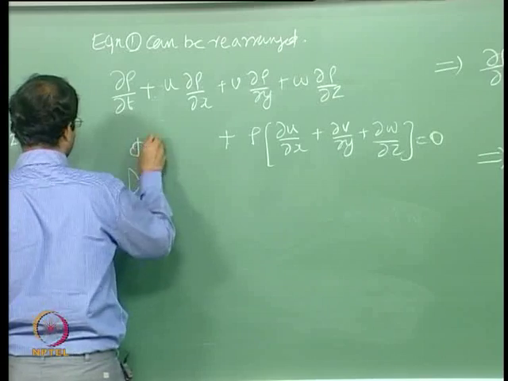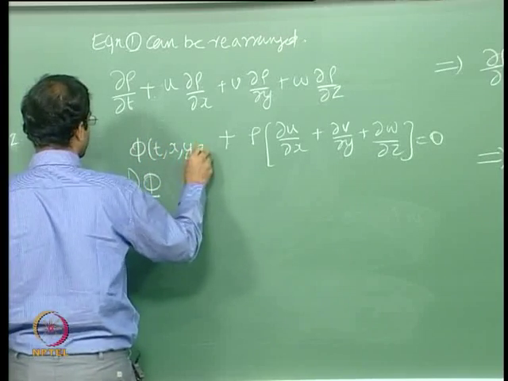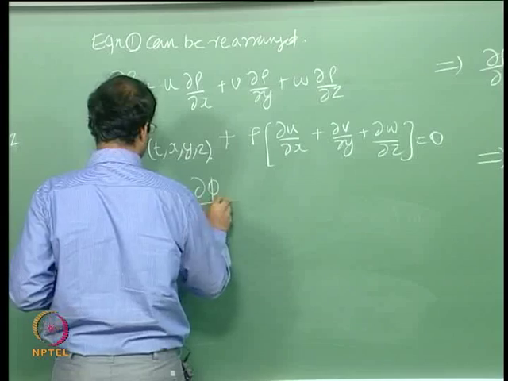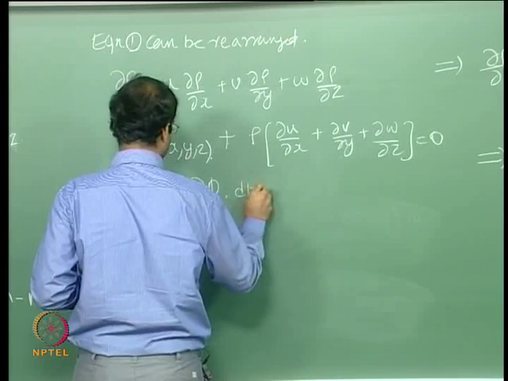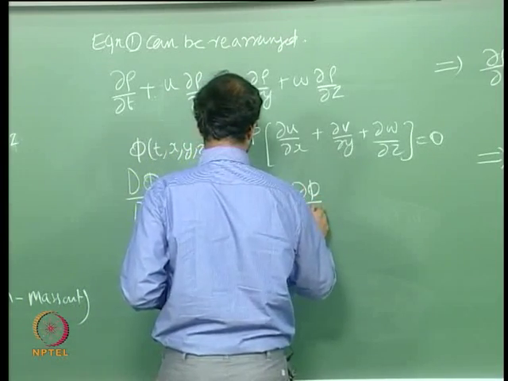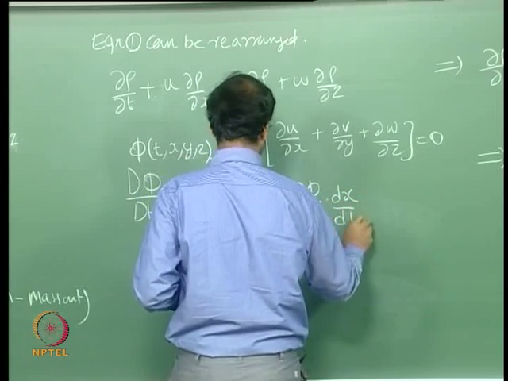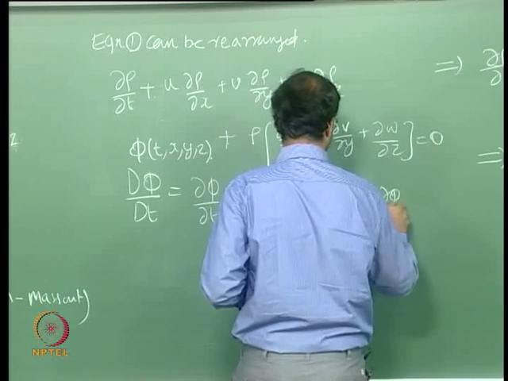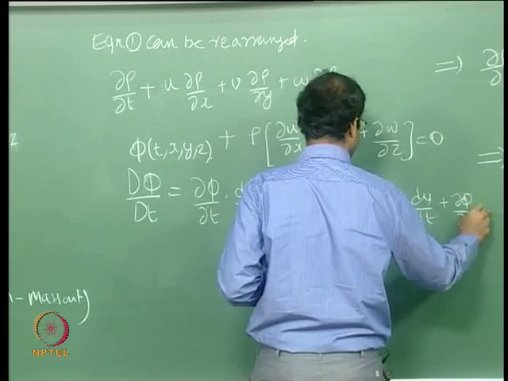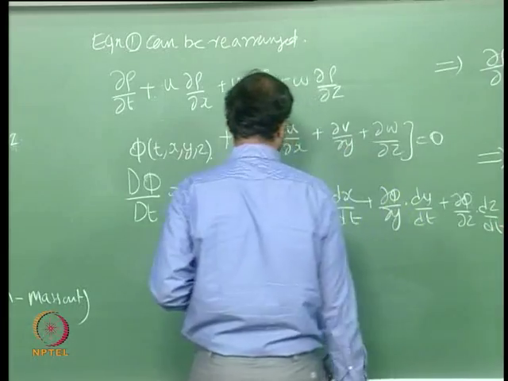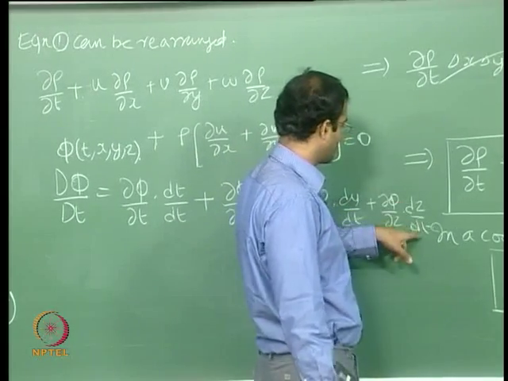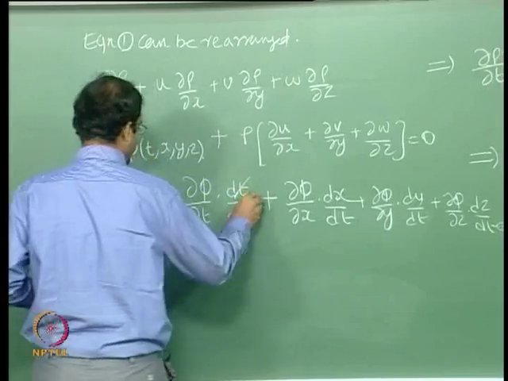Now if your phi is a function of time and also your positions x, y, z, you can expand this total derivative in terms of partial derivatives: d phi by dt into dt by dt, plus d phi by dx into dx by dt, plus d phi by dy into dy by dt, and so on in the z coordinate. Now we all know that dx by dt is nothing but the velocity in the x direction, dy by dt is the velocity in the y direction and dz by dt is the velocity in the z direction, and this cancels off.